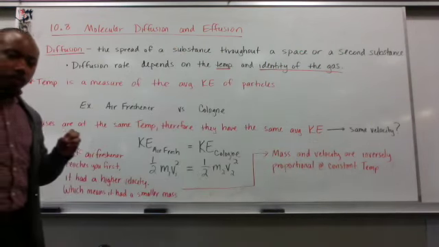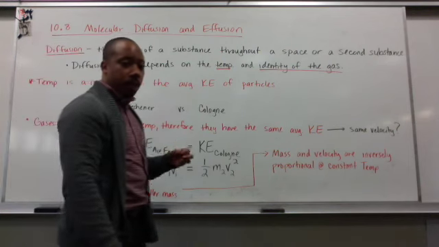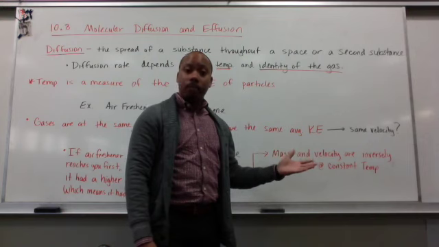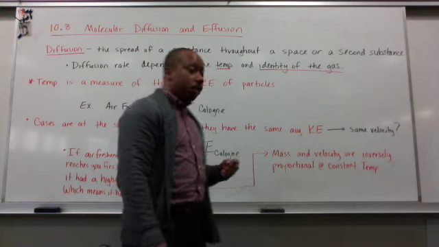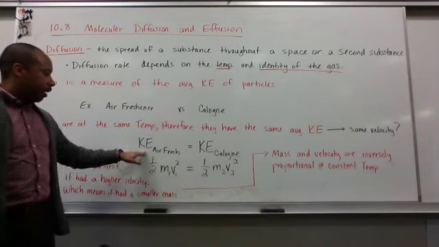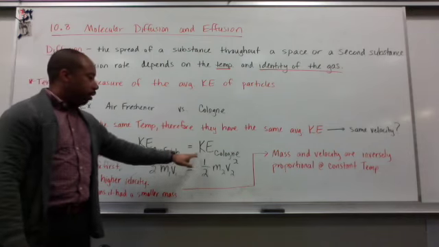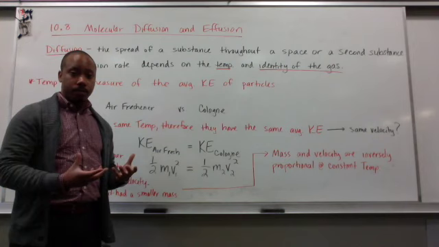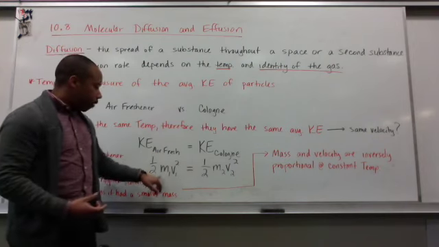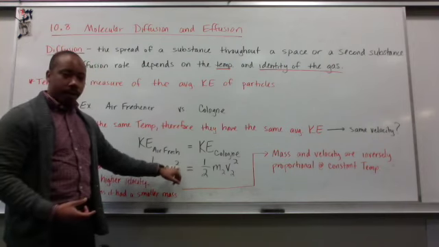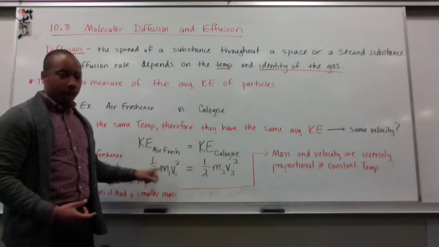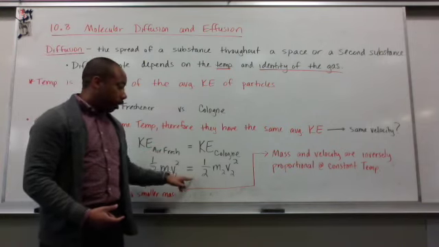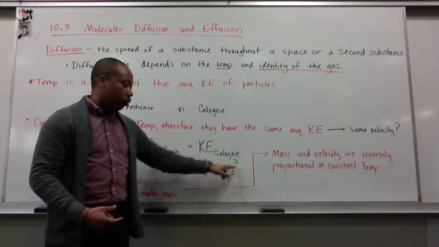They have the same temperature, same kinetic energy, but does that infer that they have the same velocity? Maybe, maybe not. Let's check it out. So, kinetic energy of the air freshener is equal to the kinetic energy of the cologne because they are at the same temperature. So that means 1/2 m1v1 squared, this is of the air freshener, I put the ones here to represent air freshener, is equal to 1/2 m2v2 squared.